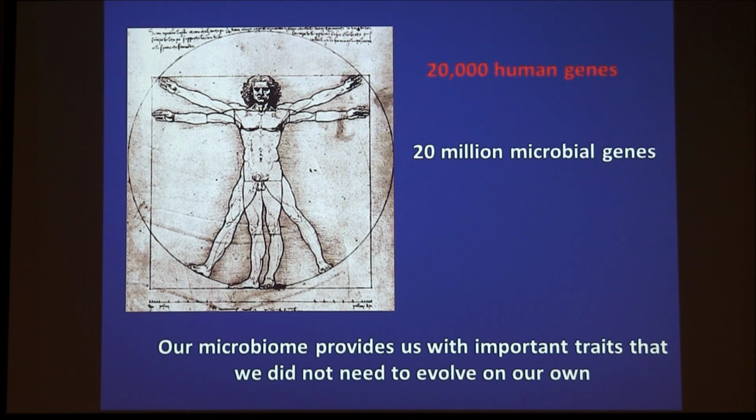And in contrast, we have about 20 million different microbial genes that exist on us and in us. So what this means is that our microbiomes, those microbes that live on us and in us, provide us with a lot of important traits that we did not need to evolve on our own. For example, the ability to eat a lot of what's probably in your burrito. We probably don't have a lot of the enzymes to degrade some of those compounds, but our microbes do, and they can do the digestion for us.